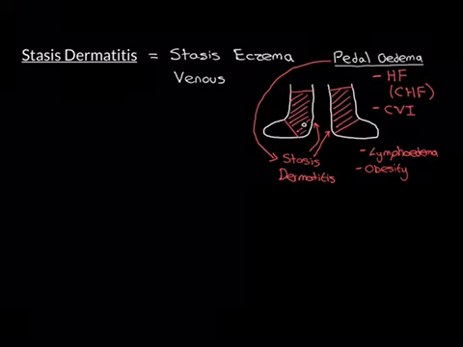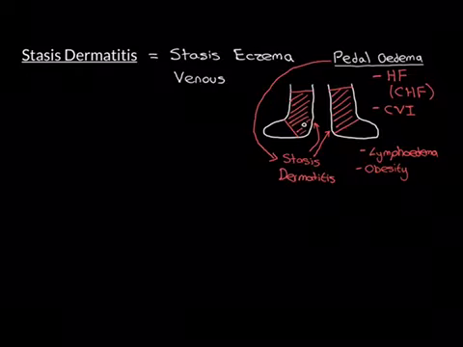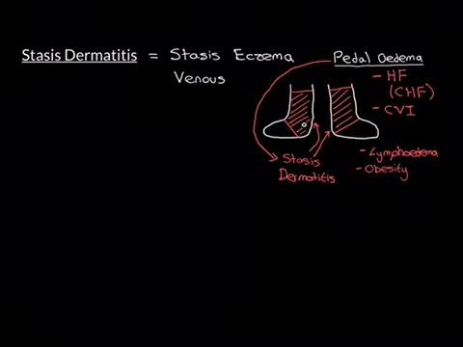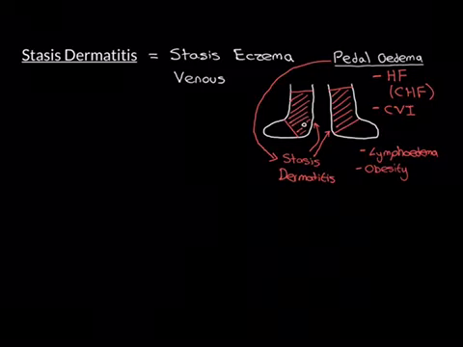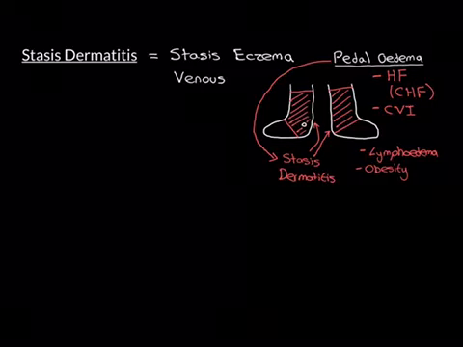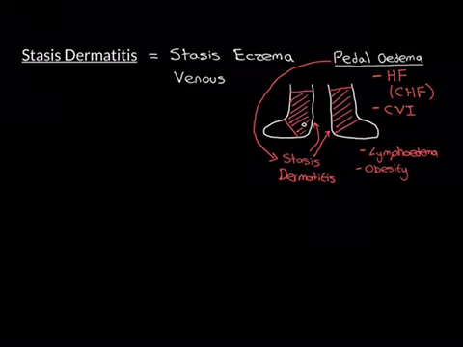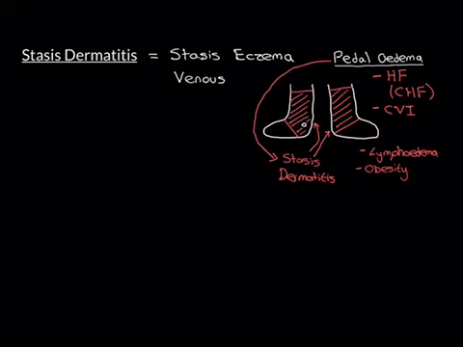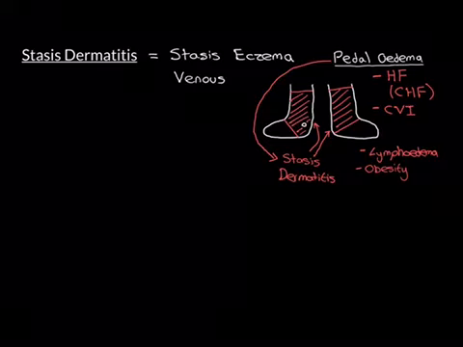So let's say they had left breast cancer, they had left axillary clearance, and therefore they're going to end up with lymphedema of the left arm. So they might end up with a very swollen left arm after that operation. They can then develop stasis dermatitis on top of that edema. However, pedal edema is far more common than upper limb edema, and therefore stasis dermatitis is most commonly seen in the lower limbs.